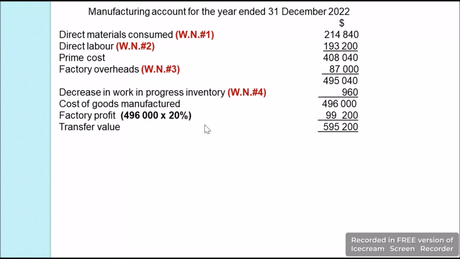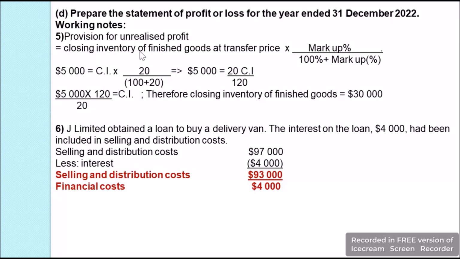So when we add this, we'll get the transfer value of finished goods, which will be transferred to the profit and loss account. In the next part of the question, we are asked to prepare the statement of profit and loss for the year ended 31st December 2022. We'll start with the working notes. We have already made the provision for unrealized profit account in the first part of the question. There we got the closing balance of provision for unrealized profit as $5,000.